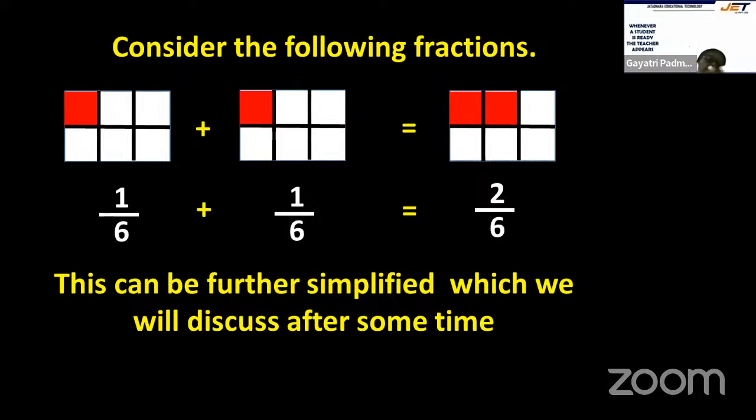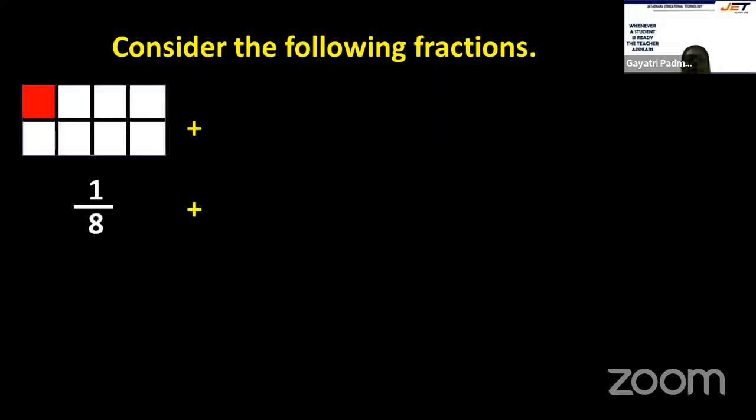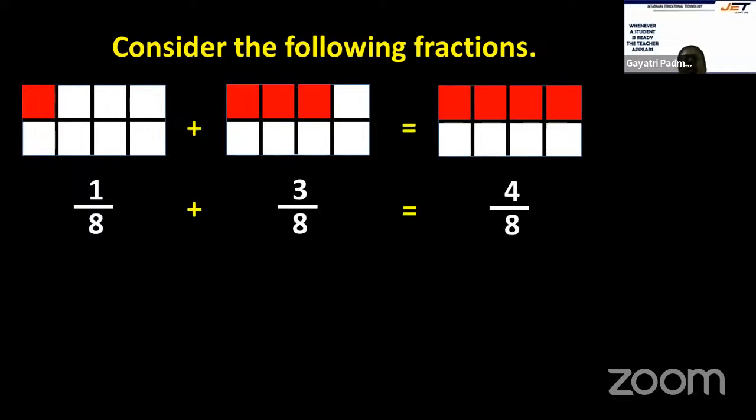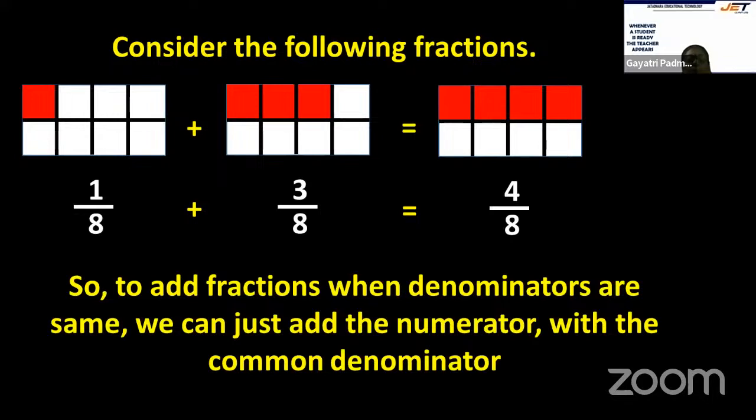2 will go in one time. This can be further simplified, which we will discuss after some time. Now see here, we have 1 by 8 plus 3 by 8 is equal to 4 by 8. So to add fractions when denominators are the same, we can just add the numerators with the common denominator. One thing you should understand, students, if your denominators are the same, you can just add the numerators.